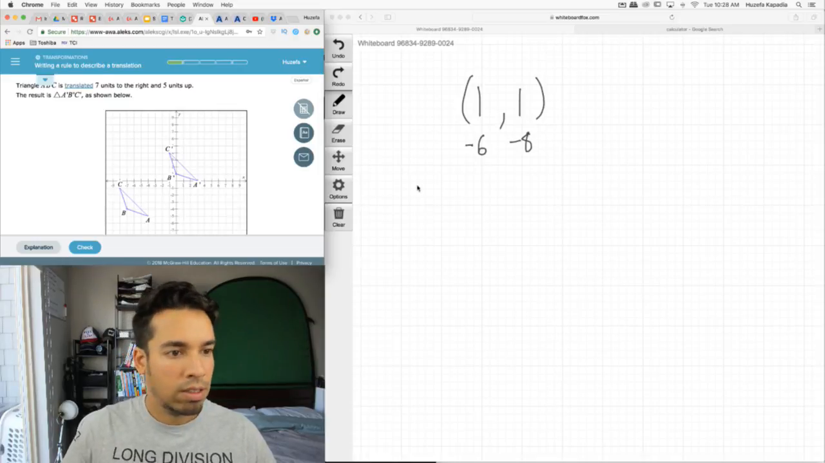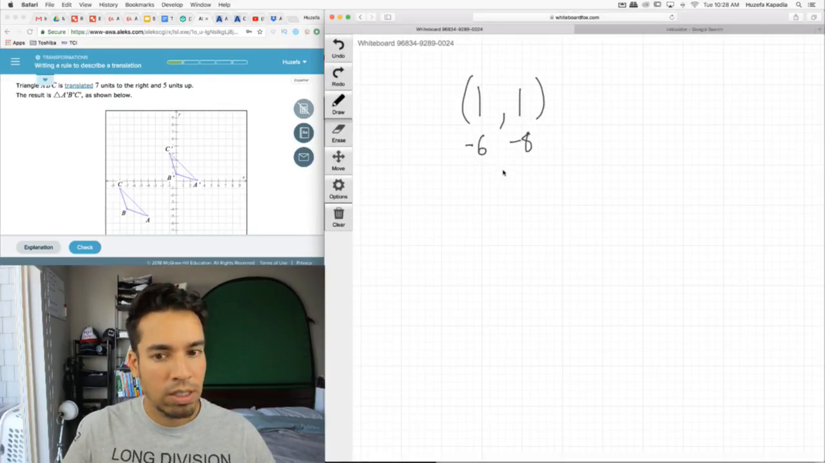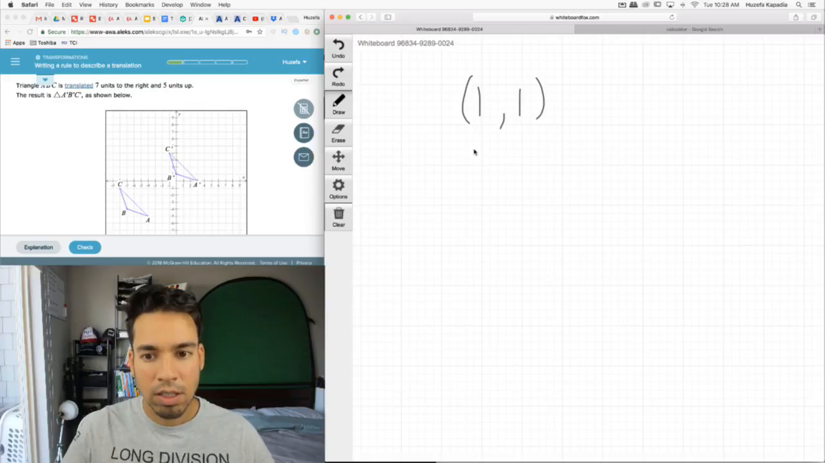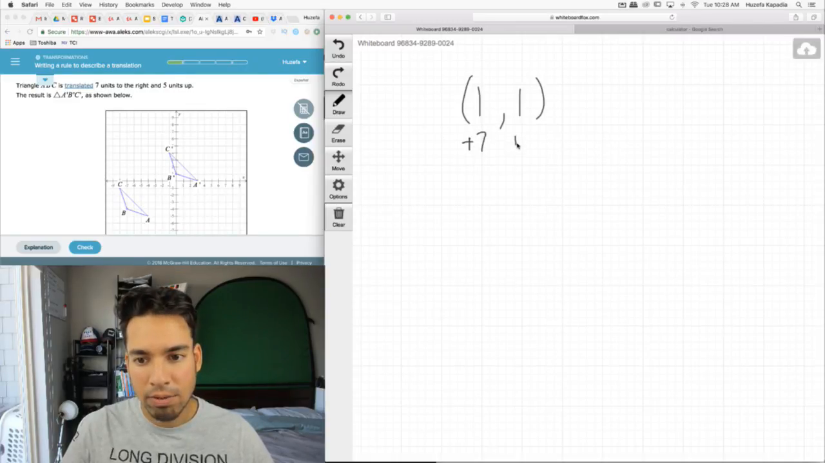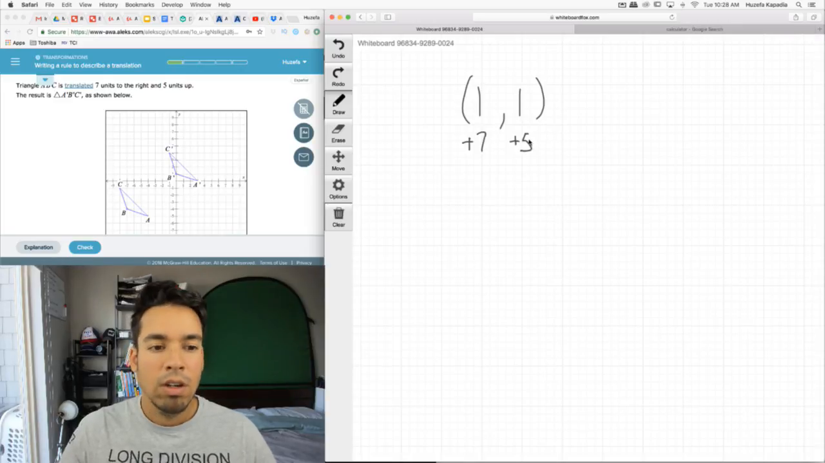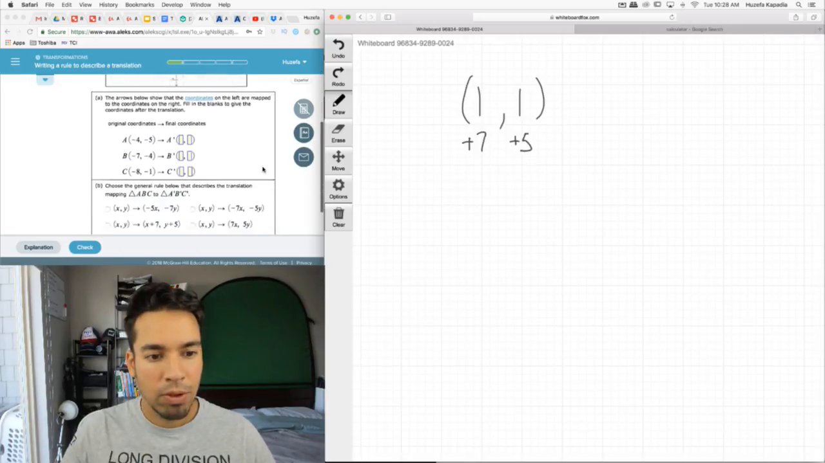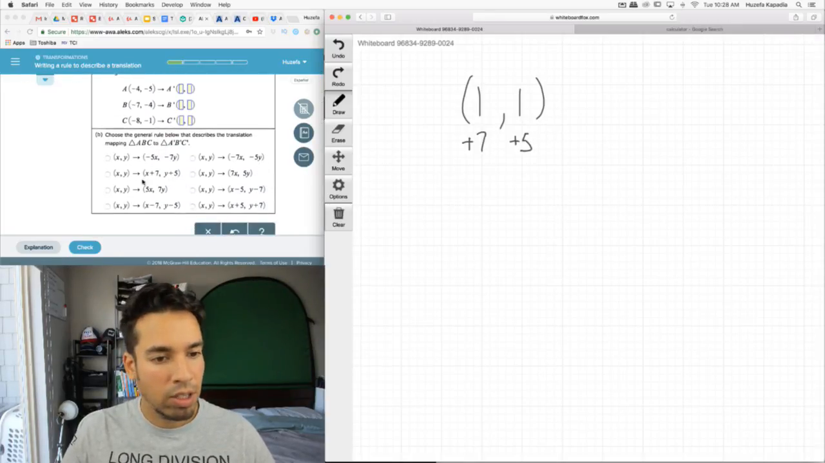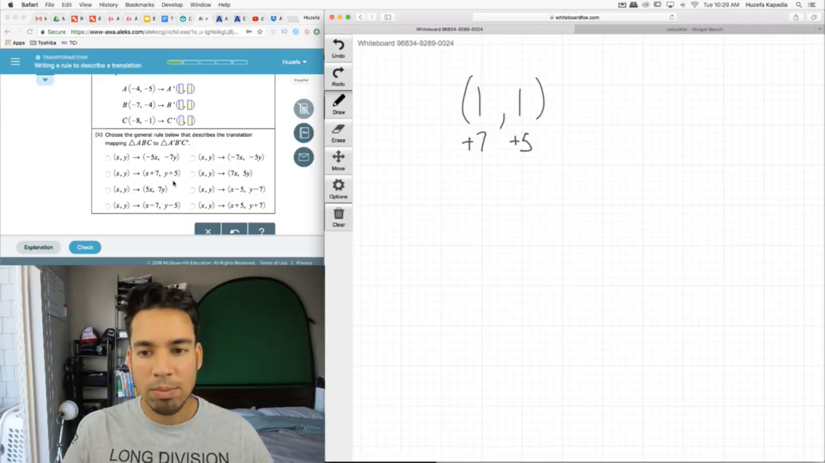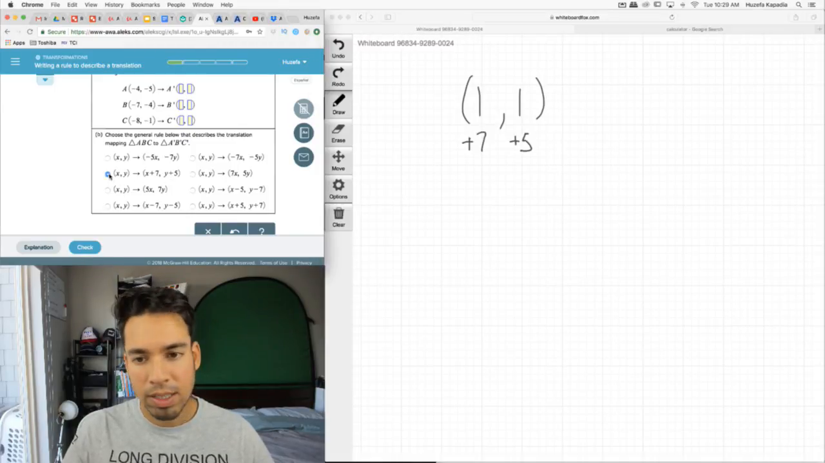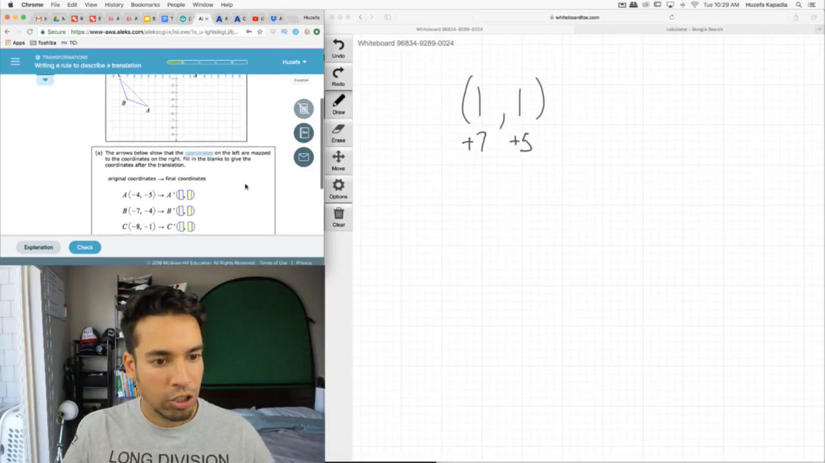So now we've got ABC is translated 7 units to the right. That's a positive change on the X, so we're adding 7 there, and 5 units up, we're adding 5 right there. For the rule, I can already tell you that it's going to be x plus 7, y plus 5, right? So we're definitely talking about this one. But now let's go to the translation.